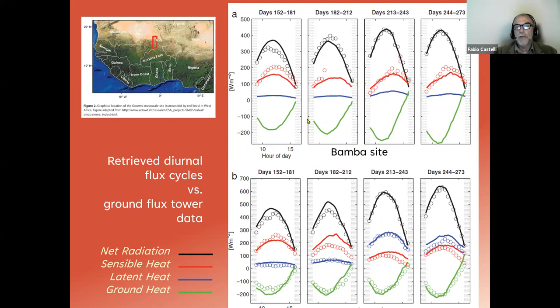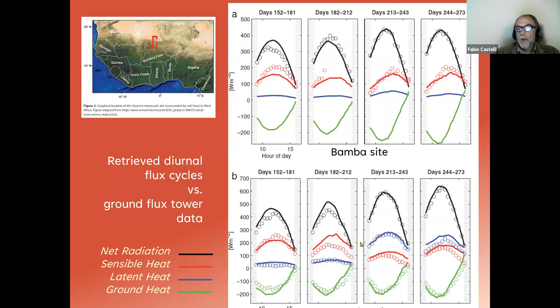And here is how this algorithm is capable of retrieving not just the average values over a given period, but even the diurnal cycle of the various relevant fluxes. Okay. Here, for example, is the comparison of the retrieved from this algorithm, the continuous line, with respect to the measurement in this site here, where all the four terms of the energy balance were measured, and how these are retrieved.